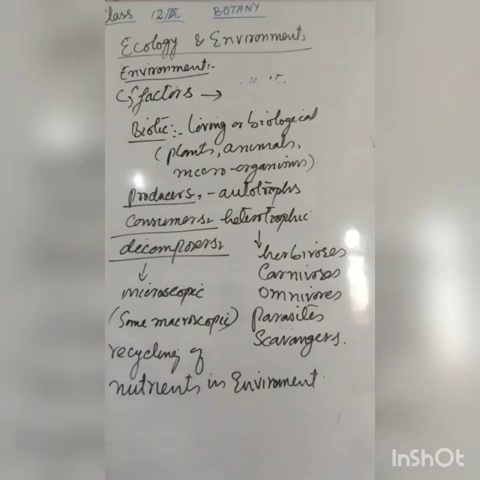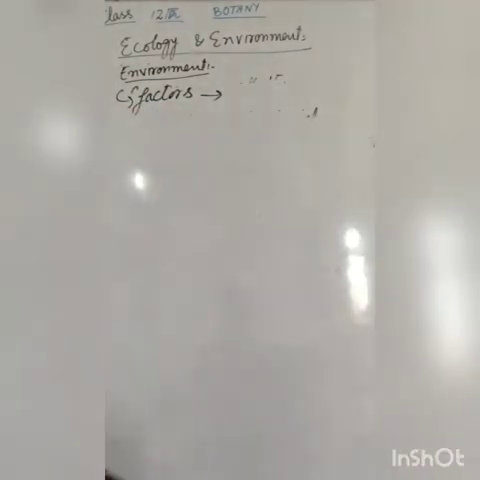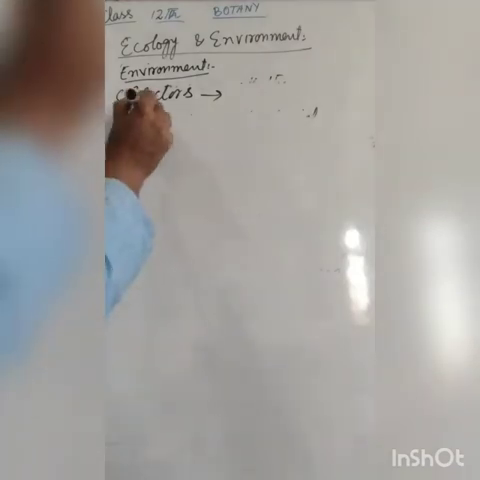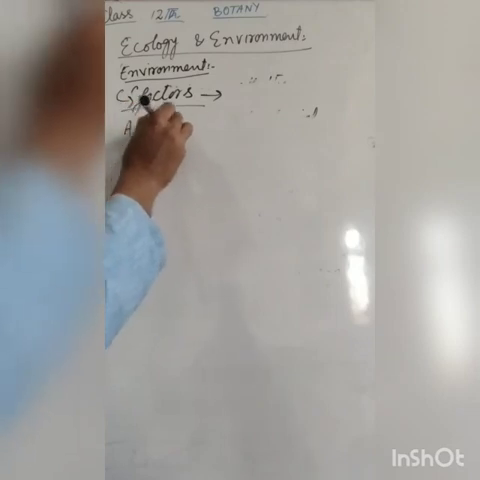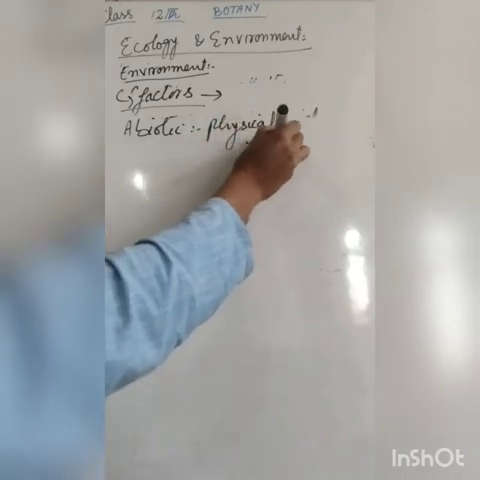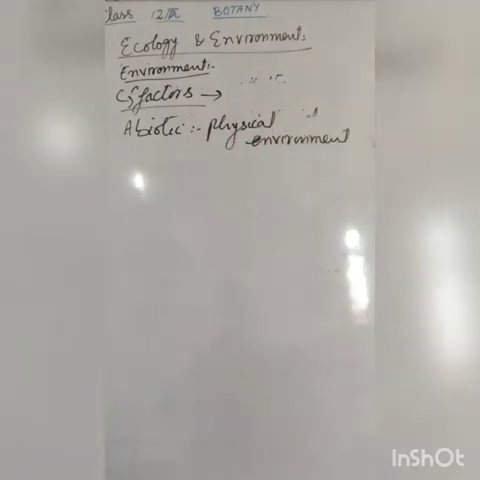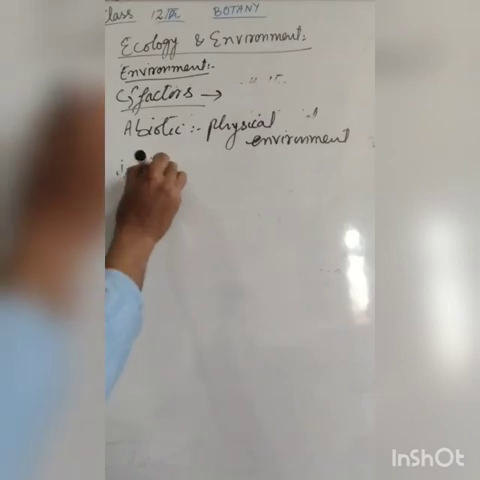Now there are abiotic factors. Abiotic factors are non-living or physical components of the environment. These are also called physico-chemical factors or simply the physical environment. And these are divided into the following categories. Number one is climatic factors.